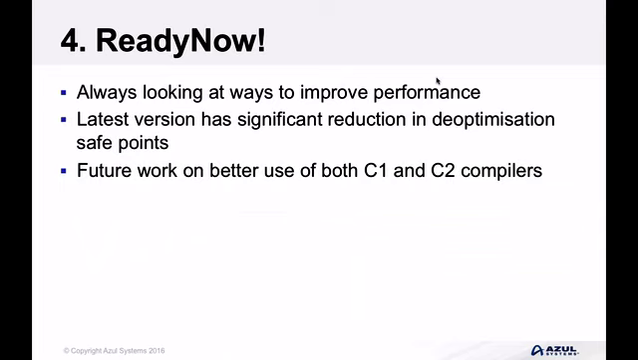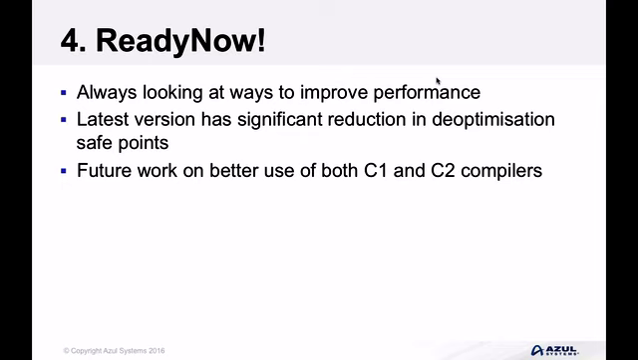Another thing is ways to improve the performance of that. One thing we've done in the last release of our JVM was to reduce the number of what are called de-optimization safe points. As methods cool down and you stop using them, the compiler will in effect throw away the code because it doesn't need it anymore. It will use the space for other methods which are hot at that particular point in time.